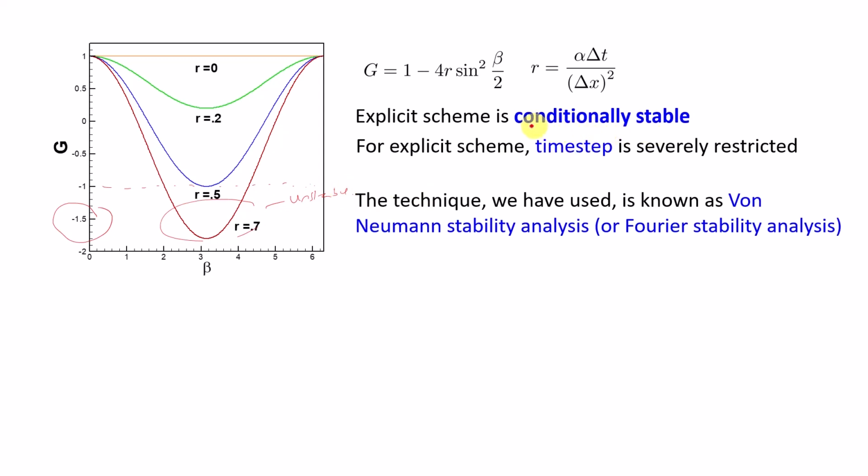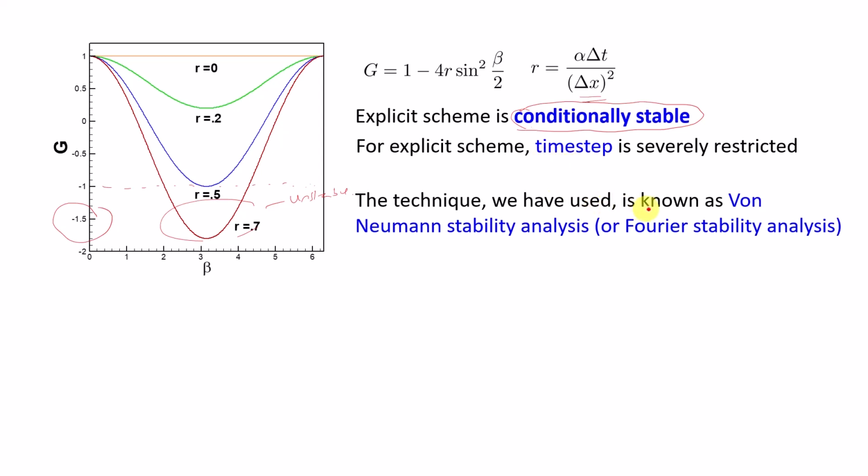Therefore, this explicit scheme is conditionally stable. It could be stable for r less than 1 by 2, but it may be unstable for r greater than 1 by 2. So whenever we are changing this delta x, we have to be careful about delta t, and if we reduce delta x, we have to reduce delta t accordingly. Thus, for explicit scheme, the time step is restricted. Time step we have to always check, and we have to keep it small to keep the scheme stable.